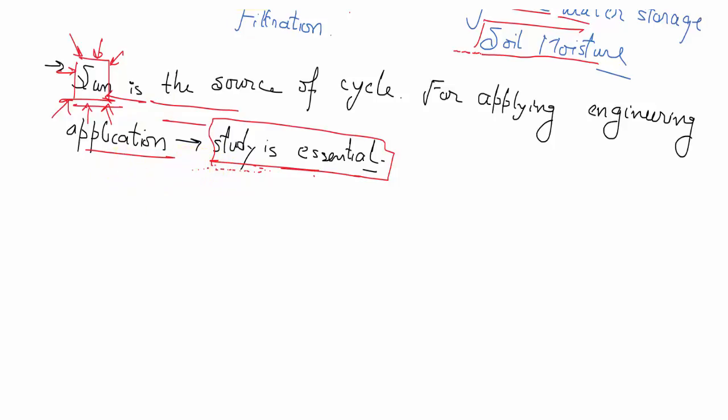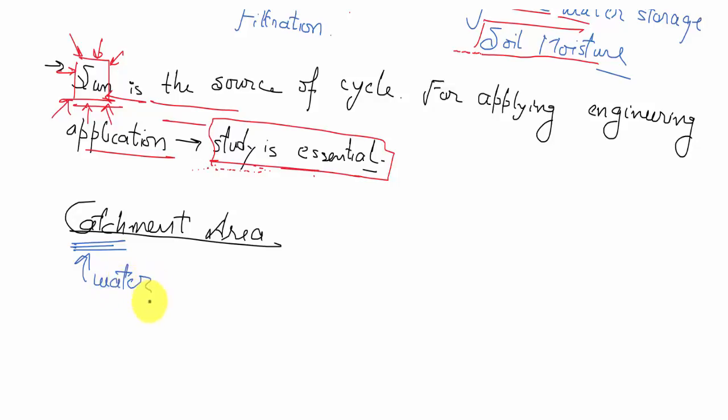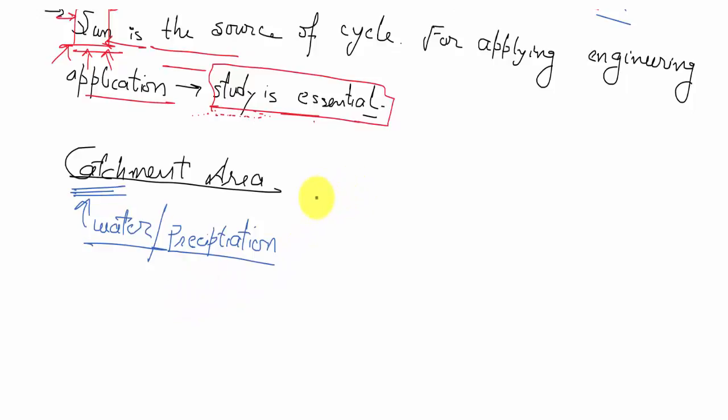Now let us come to a very interesting concept which is called the catchment area. Catchment area. As you can see by the name only, it catches something. What does it catch? It catches water, or rainfall, or precipitation. Basically, it is used in the concept of rainfall or stormwater.